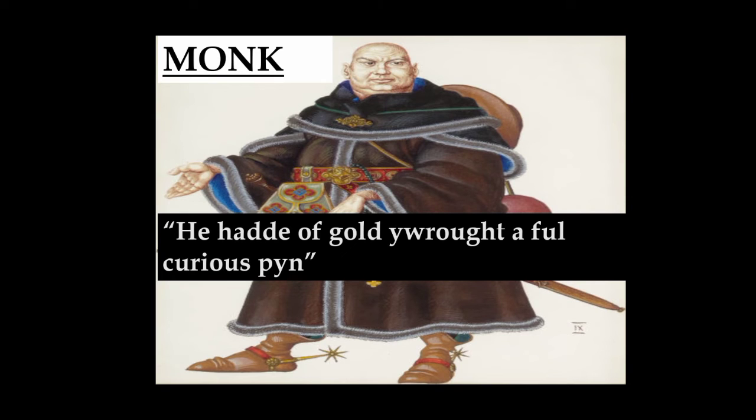Now, the character of the Monk. The Monk was a morally and financially corrupt person. He was also from the religious class. So Chaucer observes and says about him that he had of gold wrought a full curious pin. Basically, a monk takes an oath of poverty. So here the question arises how a monk can afford such an expensive thing. The answer is that it is the corruption of the monk, or the corruption of the religious class, that makes all things affordable to them.